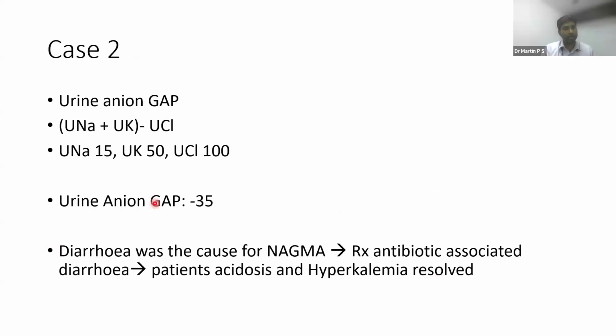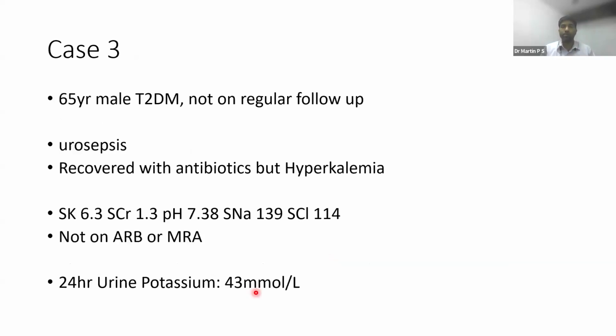So in this particular case, urine anion gap, when calculated, was found to be minus 35. So this case of normal anion gap metabolic acidosis was not due to an RTA, but was due to diarrhea, which has triggered a normal anion gap metabolic acidosis. So this patient's antibiotics were tapered and the diarrhea resolved, and patient's acidosis and hyperkalemia also resolved. So this shows how urine anion gap can help us in borderline cases to decide whether the cause of hyperkalemia is type 4 RTA or is it a GI loss of bicarbonate.